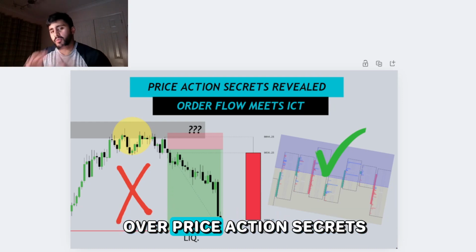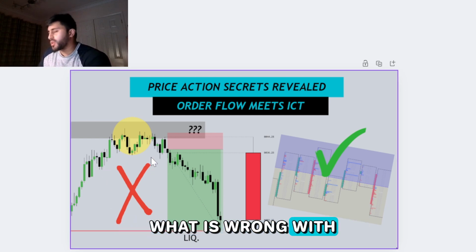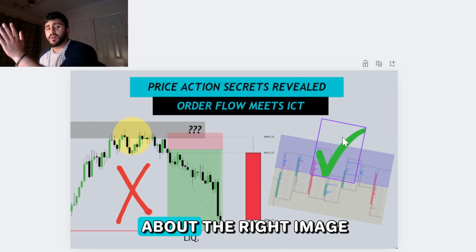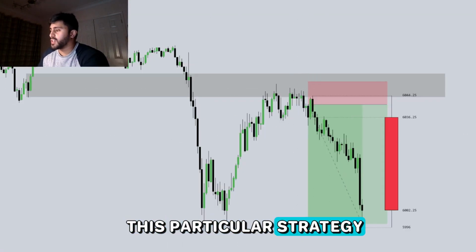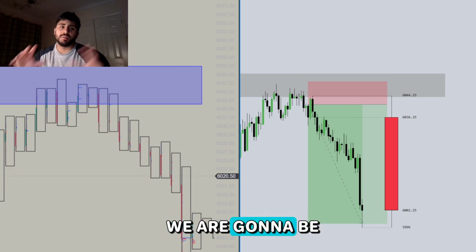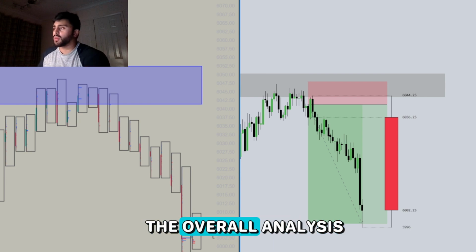We're going to be going over price action secrets. In particular, we're going to be going over what is wrong with the left image and what is right about the right image. Now, the truth is, when you are trading this particular strategy, it's important to understand that we are going to be using both the order flow and the candlestick chart to give us an overall analysis.